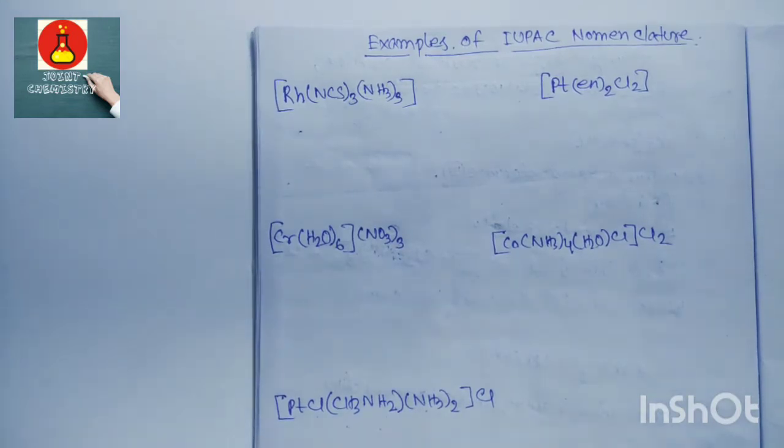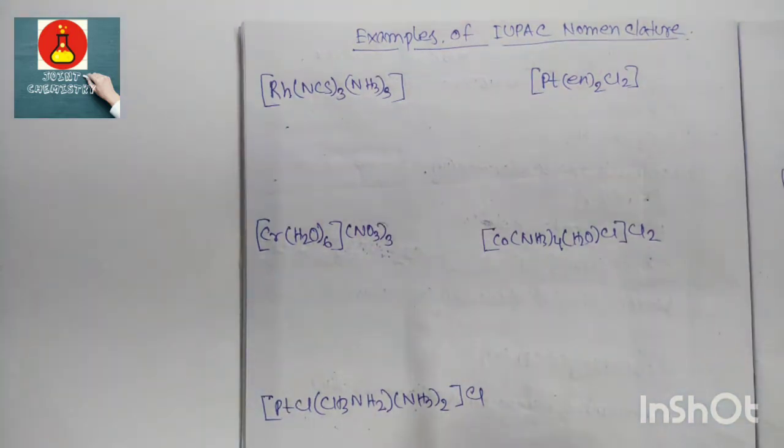Welcome to Joint Chemistry. Today we will do some examples of IUPAC nomenclature. In the previous video I discussed the rules of IUPAC nomenclature and also the metal charge calculation. In this video we will do some examples of IUPAC nomenclature. Here I will also do the coordination number calculation and the metal charge calculation.